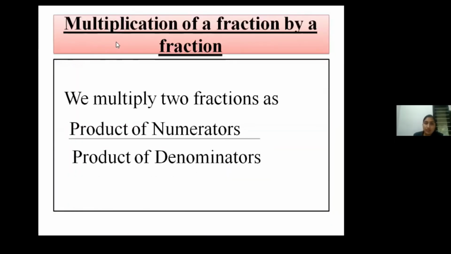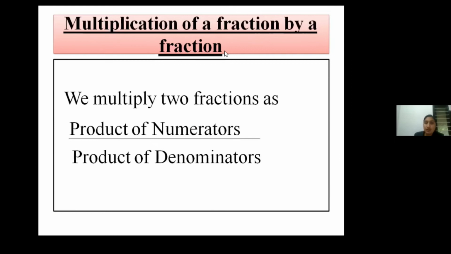Okay, we can go next to the section, that is multiplication of a fraction by a fraction. Last time we discussed multiplication of a fraction by a whole number. Here, multiplication of a fraction by a fraction.